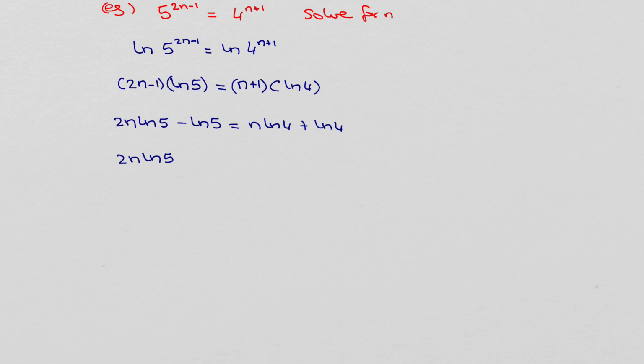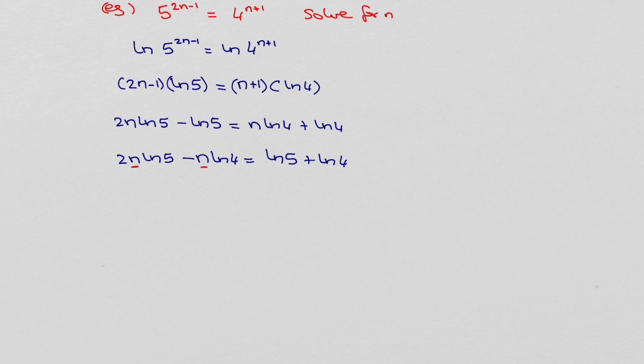the right-hand side. I have an n natural log of 4 on the right-hand side, so I'm going to subtract that from both sides, which gives me minus n natural log of 4 and plus natural log of 4. So there's no n coefficient there. So now on the left, I have an n and an n.